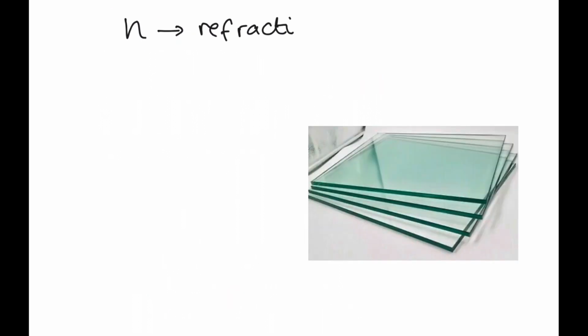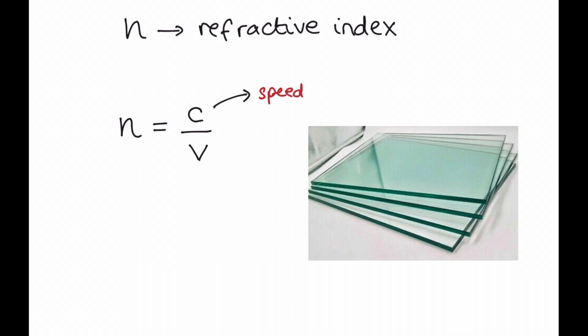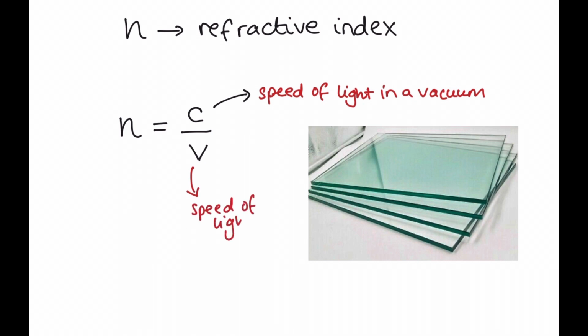So what is the refractive index then? Refractive index is a property of a material and it's given the symbol N. In order to figure out N, you can use the ratio of the speed of light in a vacuum over the speed of light in that given material. So if we want to find the refractive index of glass, we're going to divide the speed of light in a vacuum, which is 3 times 10 to the 8 meters per second, by the speed of light in glass.